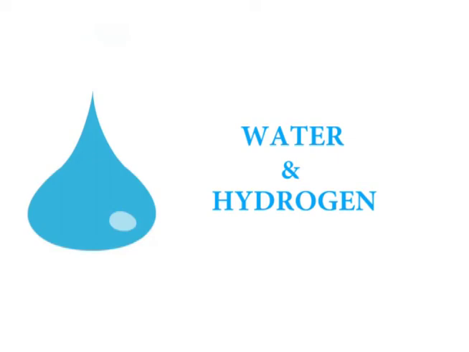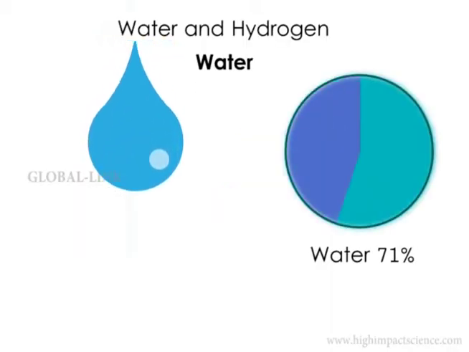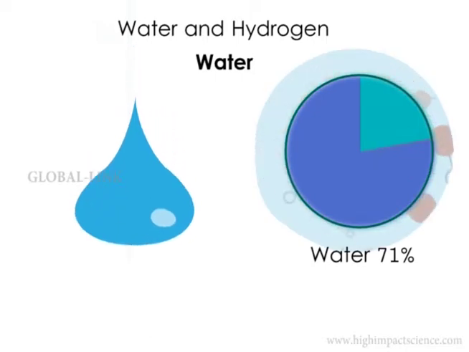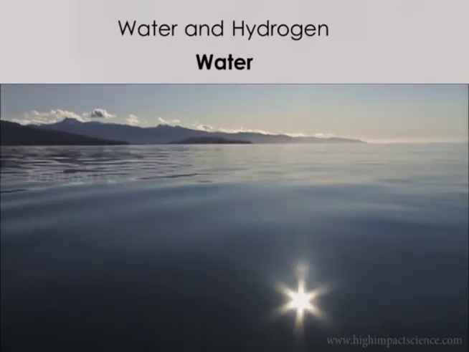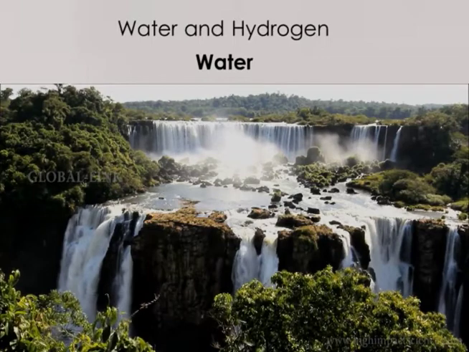Last chapter, water and hydrogen. Now, water is the most abundant substance on Earth. About 71% of the planet Earth is covered with water. It is found in water bodies such as seas, oceans, lakes, rivers, and underground sources.